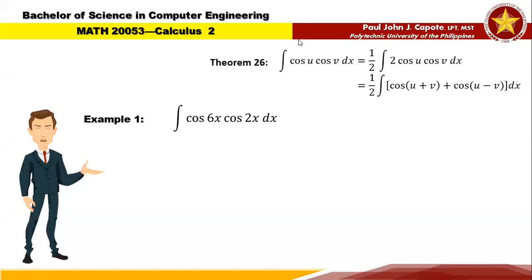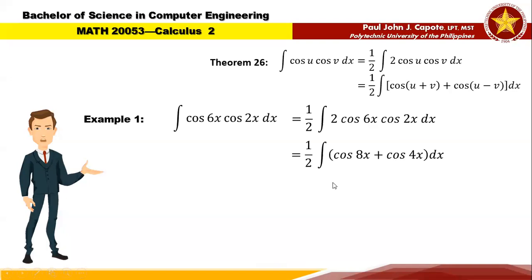Theorem 26 states that the integral of cosine u times cosine v is equal to this expression. So we introduce the factor 2 over 2, then apply the integral of the products. We have 1/2 times the integral of the remaining 2. Kasi yung multiplying factor natin is 2 over 2. Labas natin yung 1/2. So what remains in the integrand is yung numerator natin na 2. So 2 times cosine 6x times cosine 2x dx.